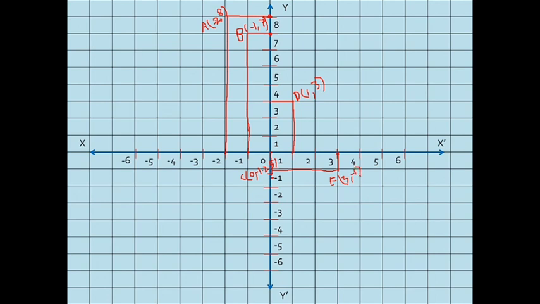So this is how we have to plot or locate the points of x and y on the Cartesian plane. Here we have used the scale as 1 unit equals 1 centimeter. So this block is of 1 unit, this box is also of 1 unit. So this is how we have to plot the points.